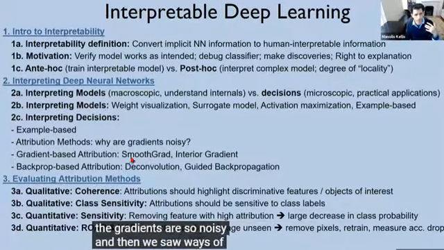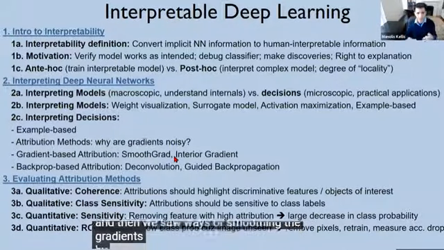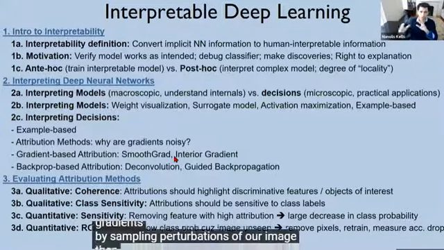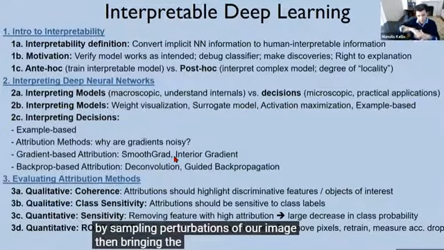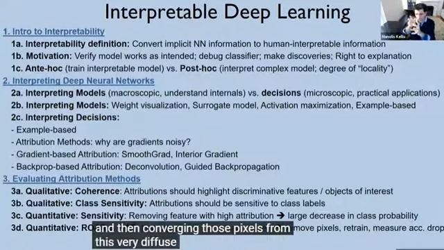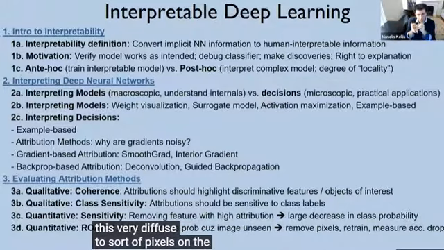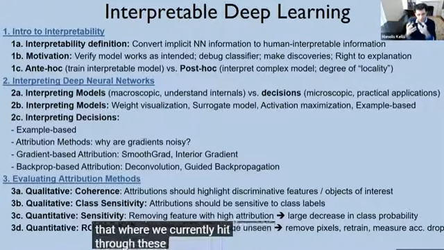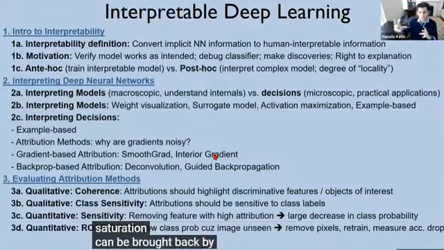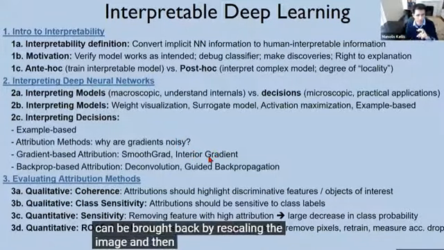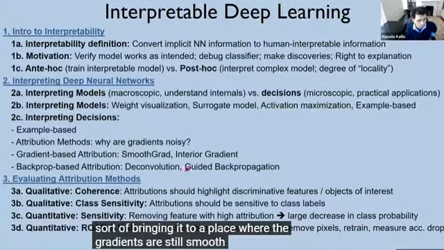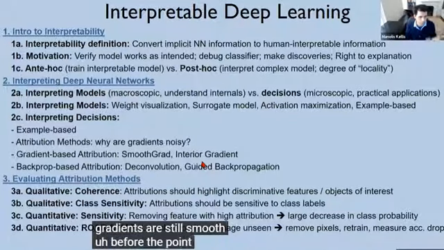And then we had multiple hypotheses why the gradients are so noisy. And then we saw ways of smoothing the gradients by sampling perturbations of our image, then bringing the gradient to be smoother, and then converging those pixels from this very diffuse state to pixels on the image itself that were recurrently hit through these perturbations. And then how saturation can be brought back by rescaling the image and bringing it to a place where the gradients are still smooth before the point of saturation.